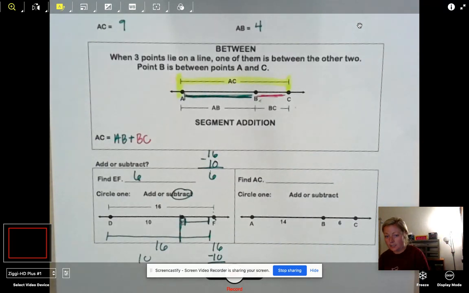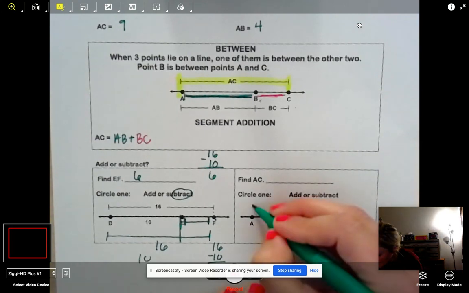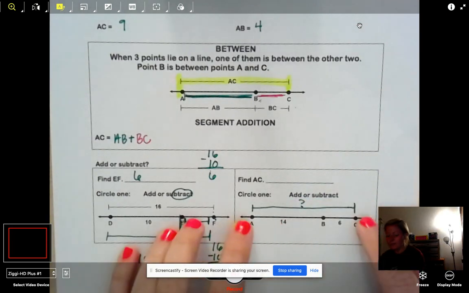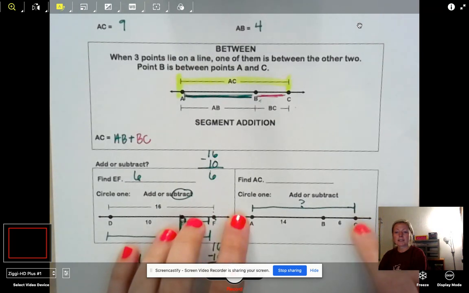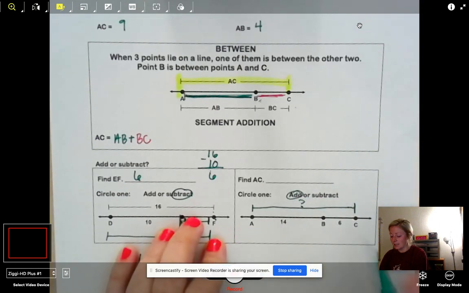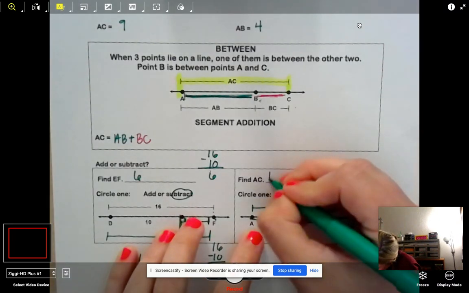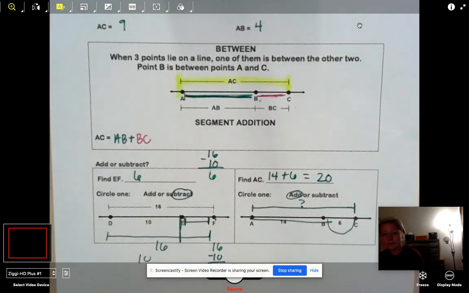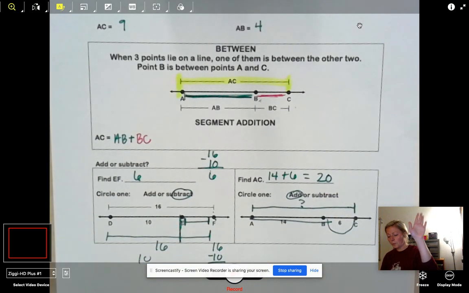Okay, you guys try the next one. We're looking for A to C. That's what we're trying to find. How am I going to figure out how far it is from A to C? You're right. We're going to add. I have to take 14 plus 6 more. 14 plus 6 more gives us 20. Good job.